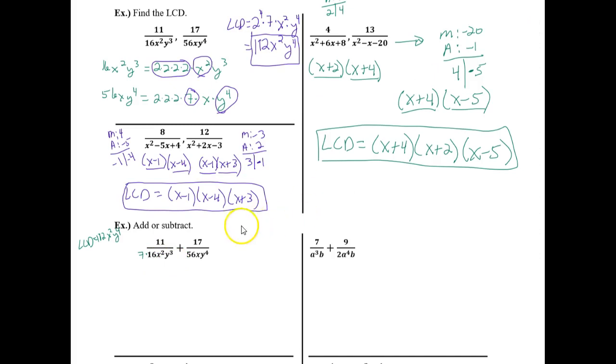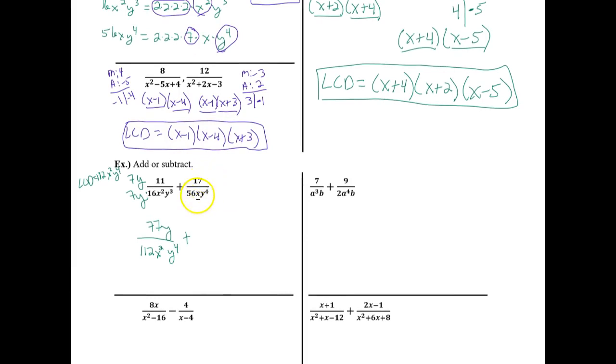So we're going to multiply by a 7. Whatever we do in the denominator, we have to do the same thing in the numerator. So then we would have 112. We already have the x squared. We need y to the fourth also. So we have y cubed. That means we need one more y. So now this rational expression on the left would become 77y, right? 7y times 11 over that LCD of 112x squared y to the fourth.